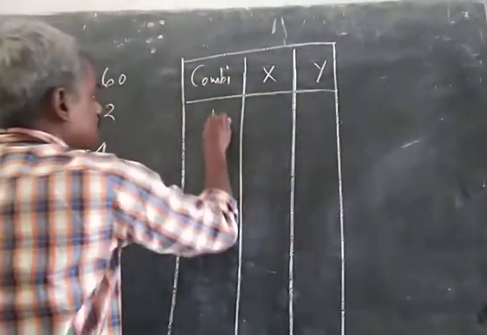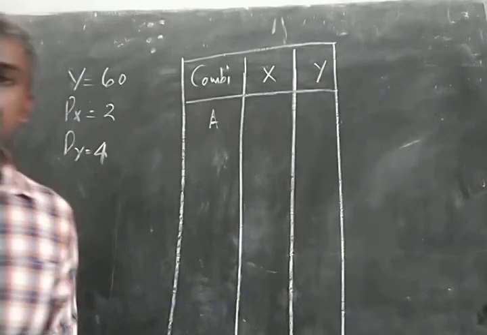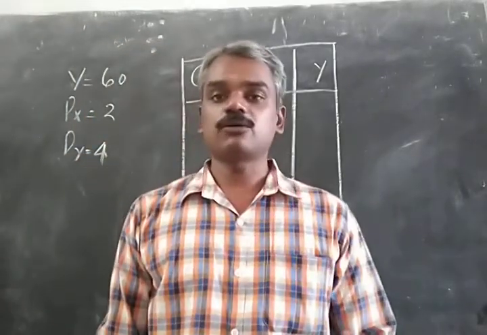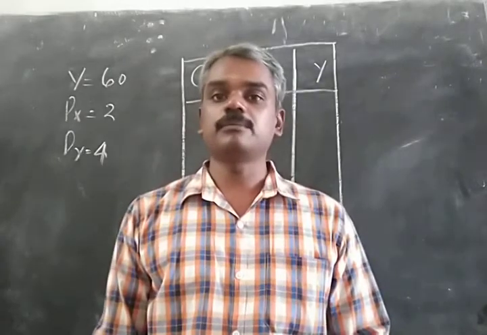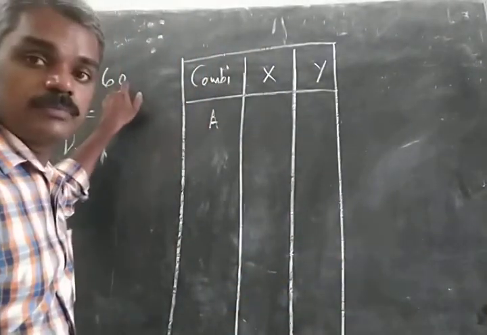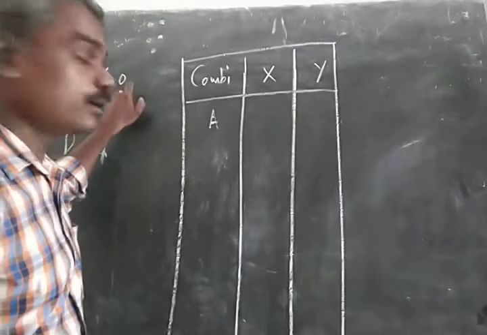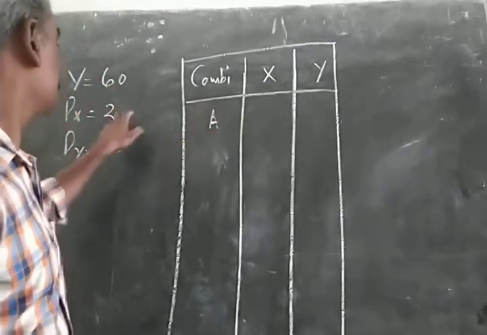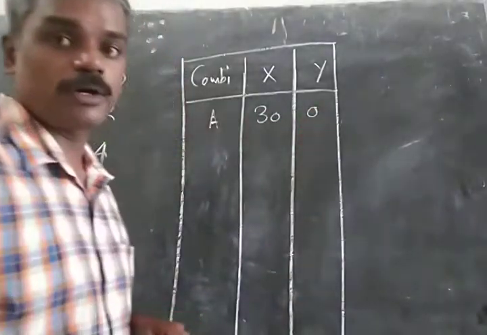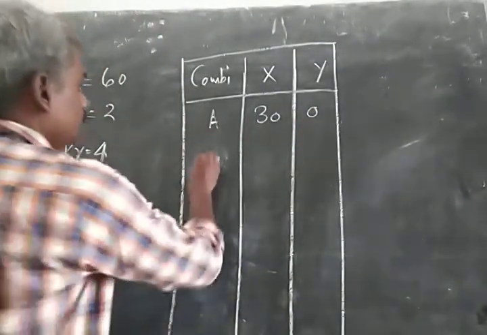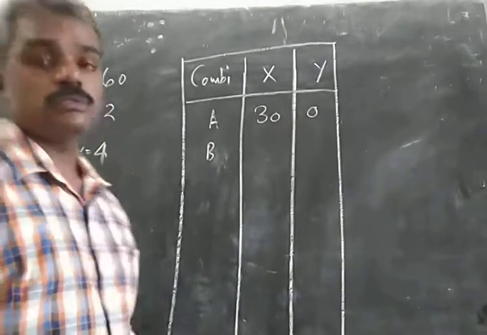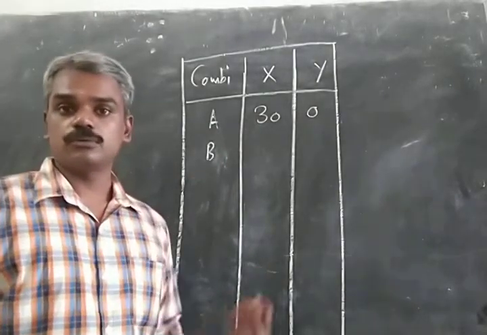We have combination A here. Suppose in combination A, the consumer is spending all his income. That is one of our assumptions in analyzing the price line or budget line. So he spends all his income, rupees 60, on commodity X. Then he can buy 30 units of X and 0 units of Y. Then he can reduce the consumption of X.